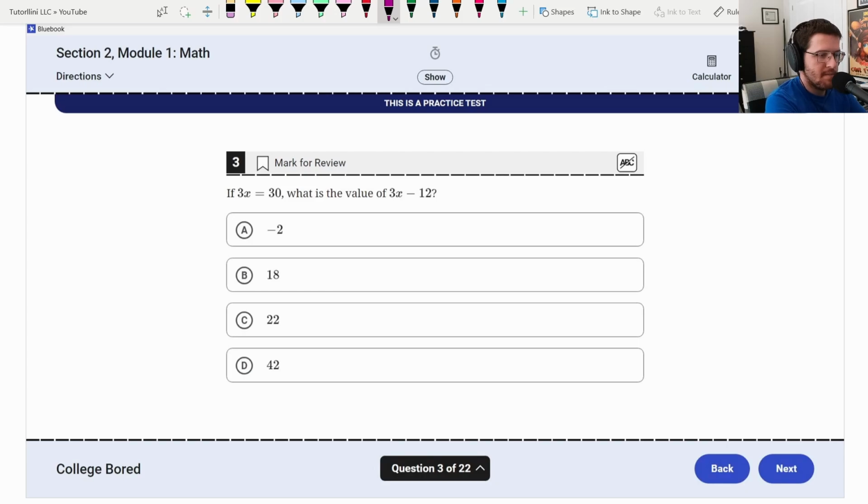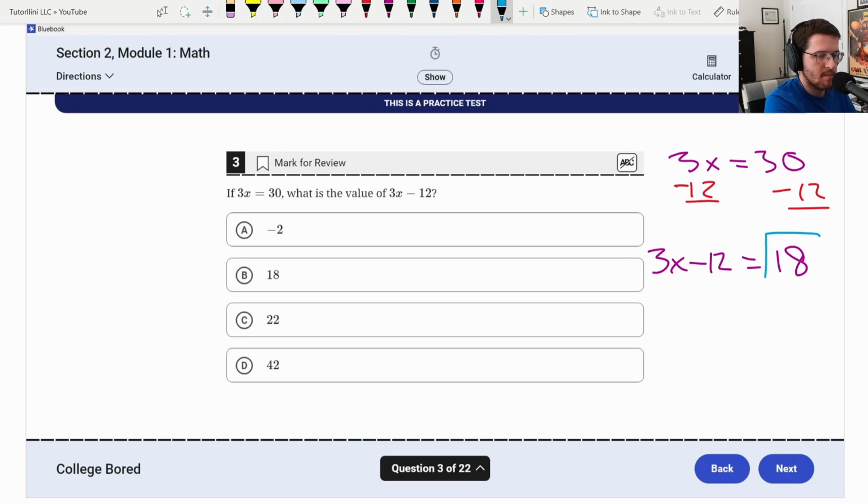Question 3. So for this one, I could solve for x, but I'm noticing that this is almost the same as this. I just need to subtract 12. So I'm going to subtract 12 from each side to make it look like that. And I get 3x minus 12 is equal to 18. And that gives us answer choice B.